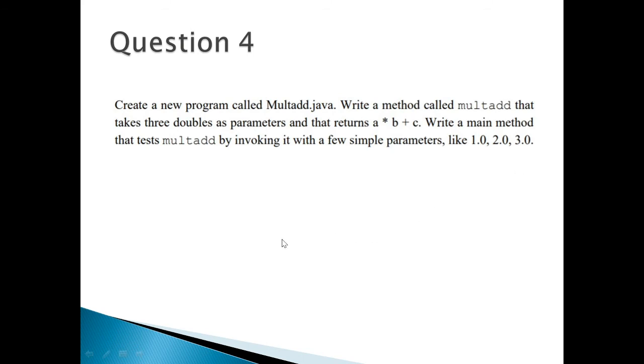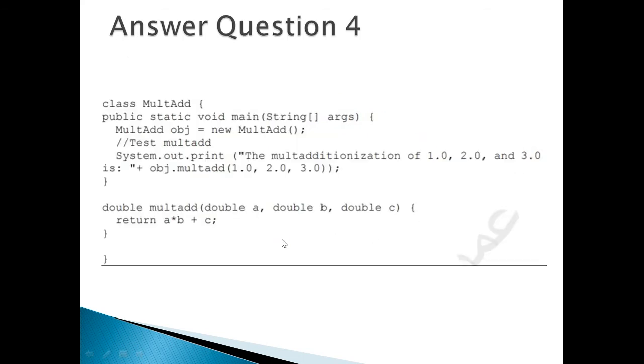So look at the answer. Create your class, create your class name, and then create your method. Use double, then the method name, and then the parameters with all the data types as double. The job is to return A times B plus C. This is the job. Open and close, settle this part.